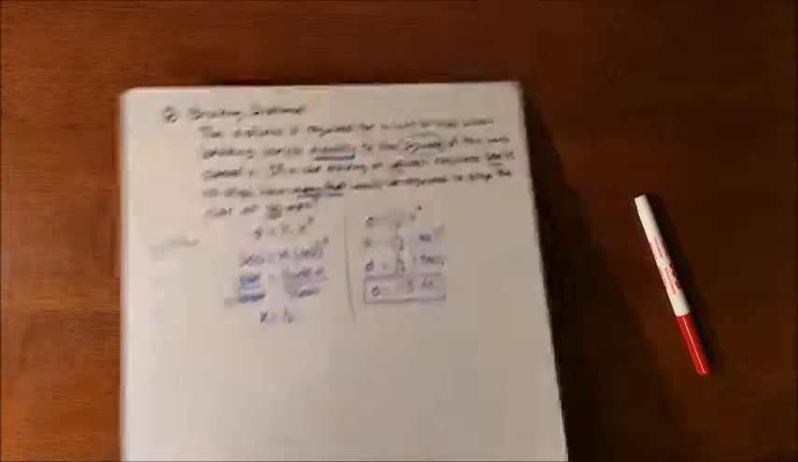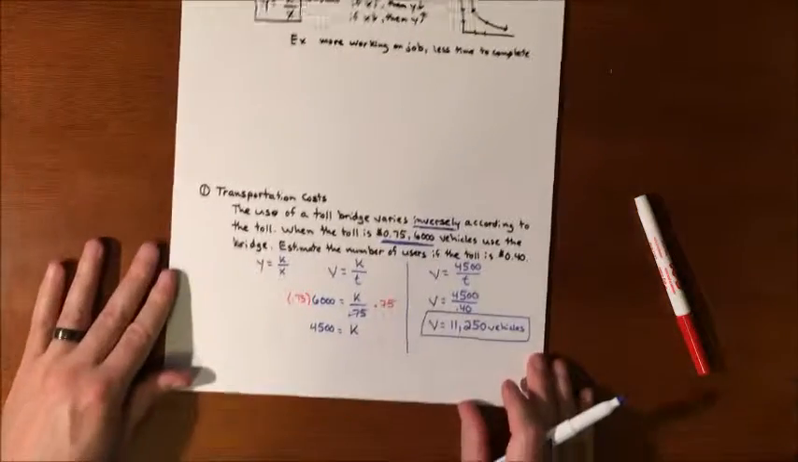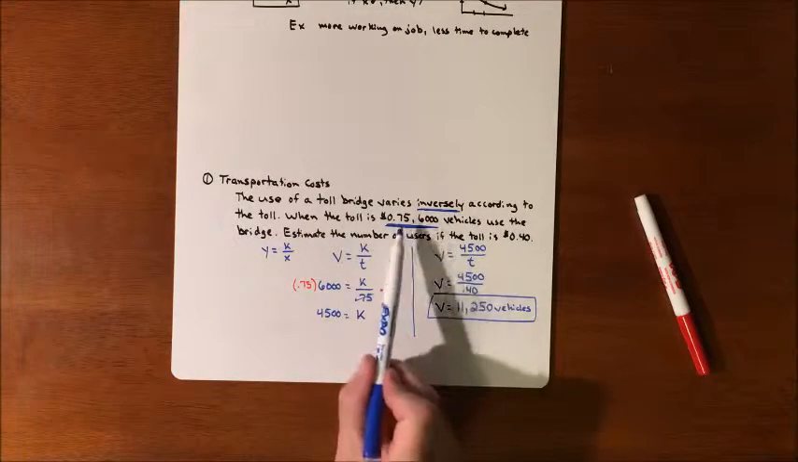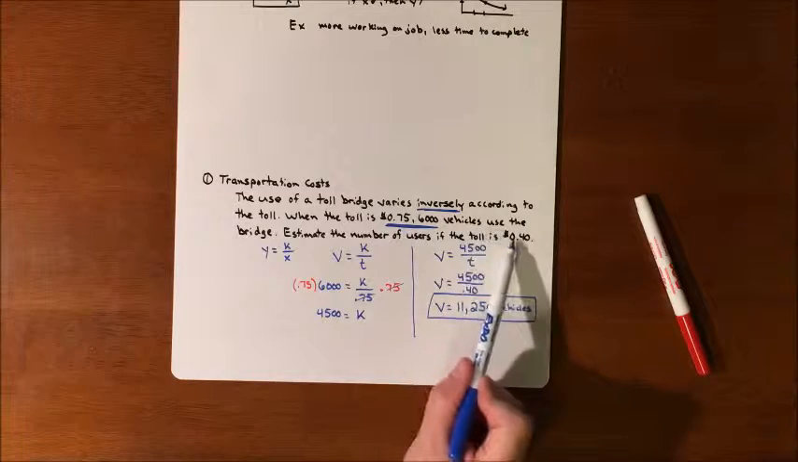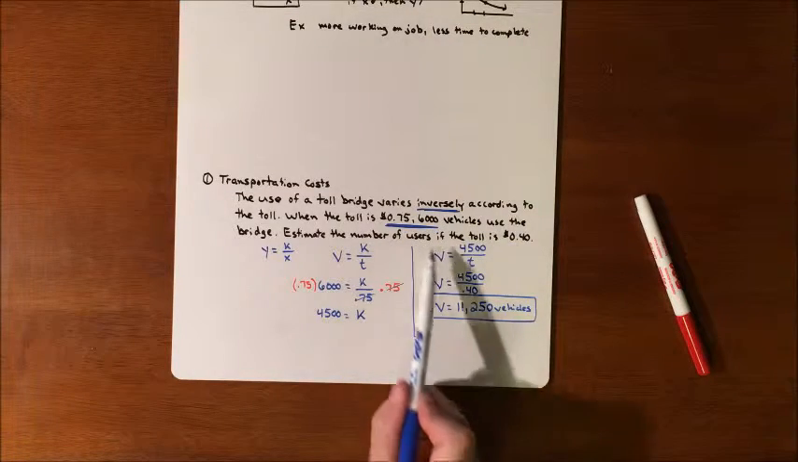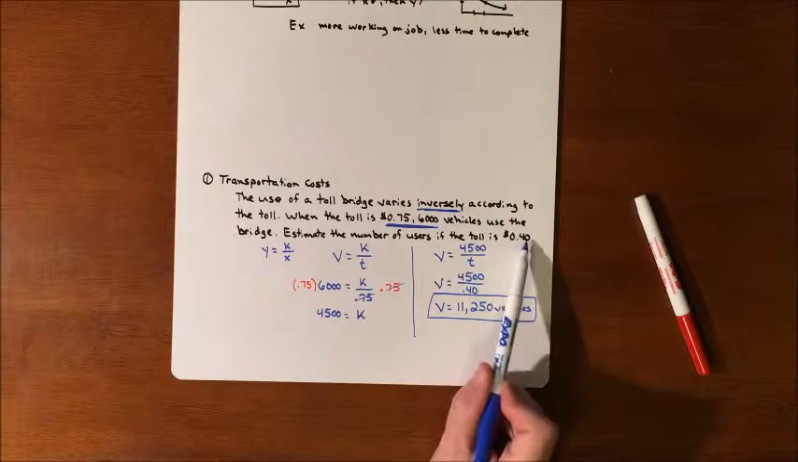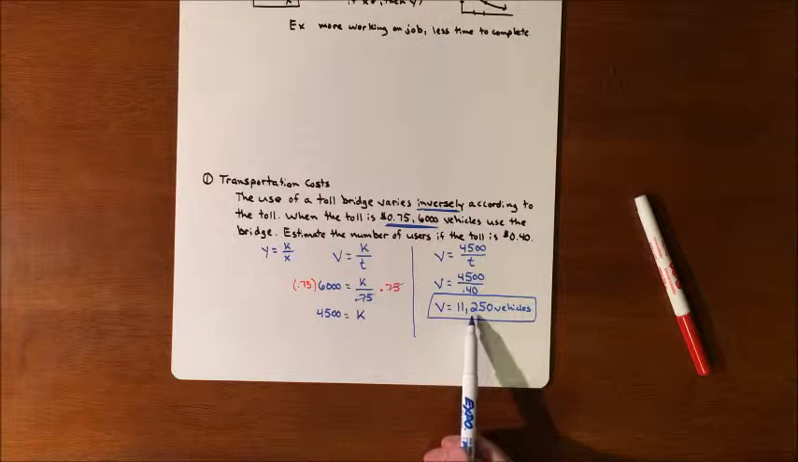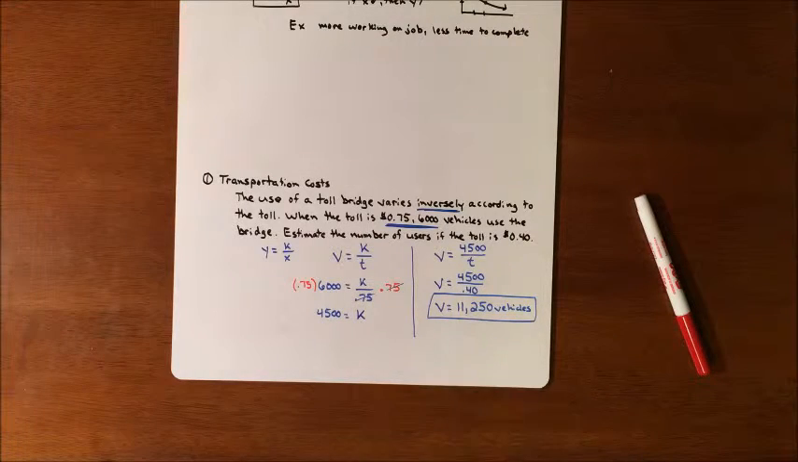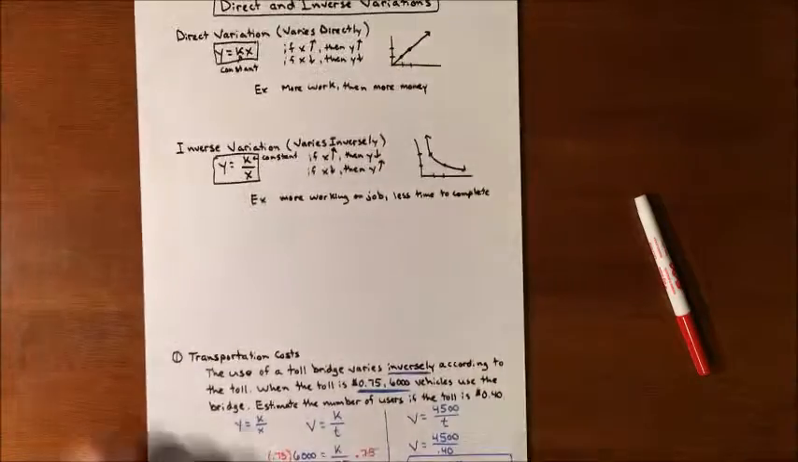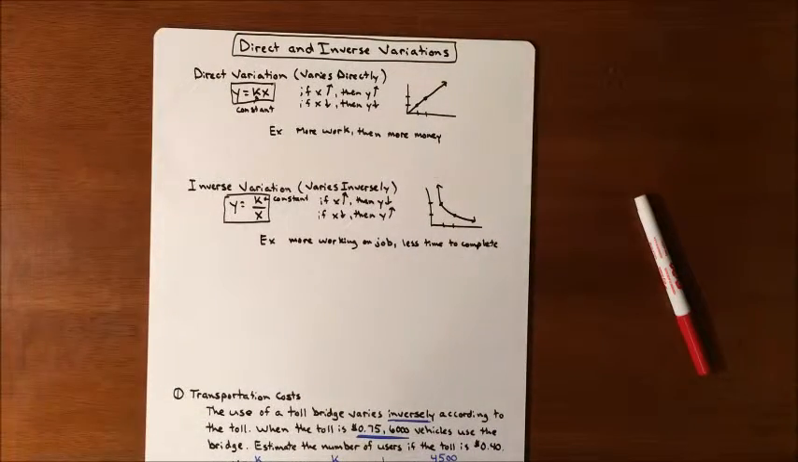I go back to the first one. First one was inversely related. So this time, if our money is going down, our vehicles should be going up, which is exactly what we have going on. 75 cents goes to 40 cents, so that's going down. Our vehicles are going from 6,000 to over 11,000, so that's going up. So that idea matches. All right, and that was direct and inverse variations.